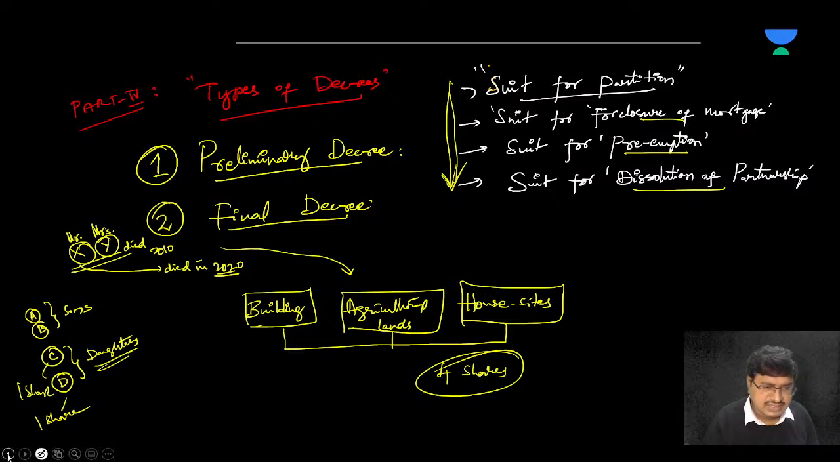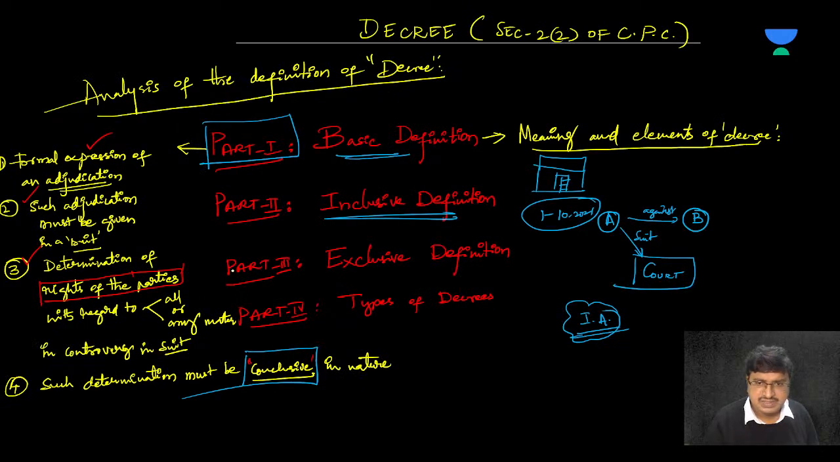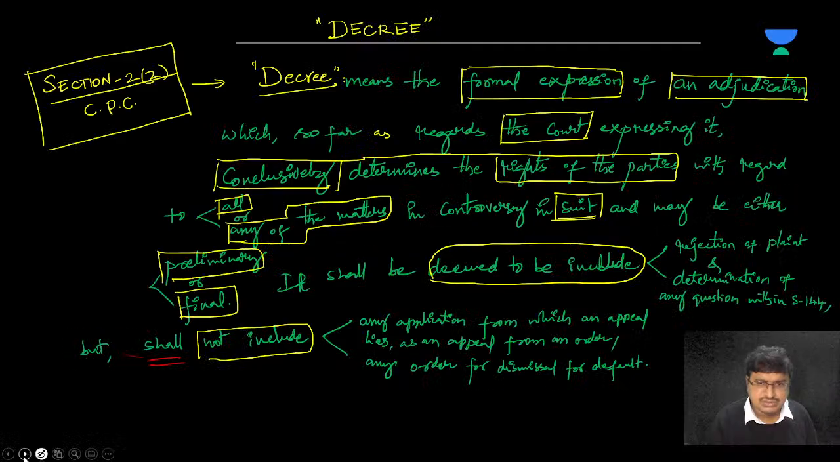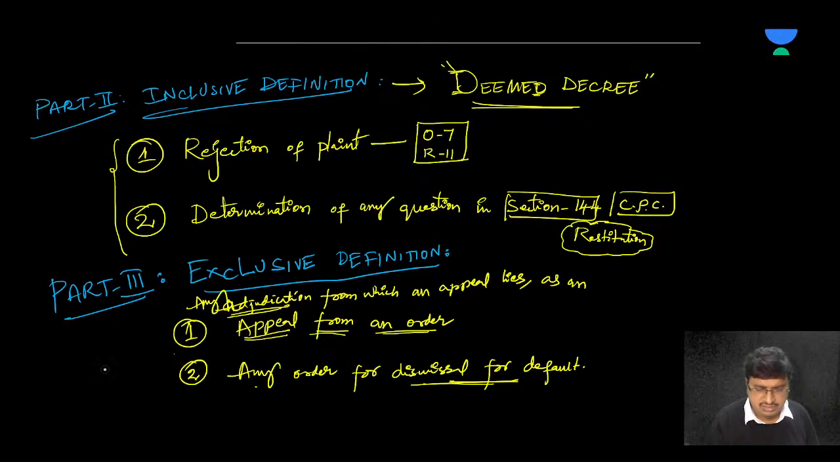Now we have studied all these points. Basic definition is the first part, inclusive definition is the second part, exclusive definition is the third part, and types of decrees is the fourth part. I think we have discussed all the points with regard to the concept of decree. Now, friends, let us see the concept of judgment.